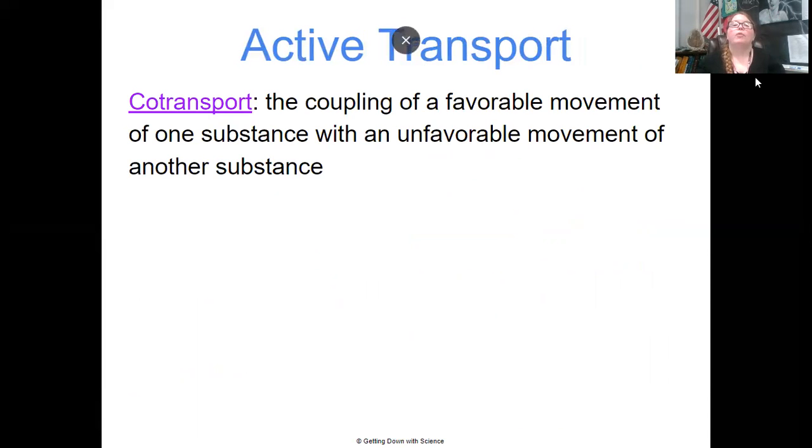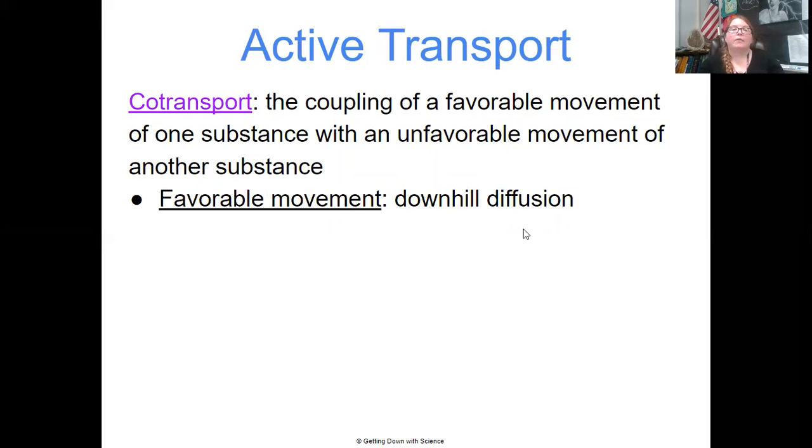Okay, so co-transport. Like co-parenting means we're doing it together. With co-transport, I am diffusing a molecule attached to something else. So something might have favorable movement, or it's naturally diffusing downhill. So I'm gonna piggyback something else to that thing that's naturally diffusing.